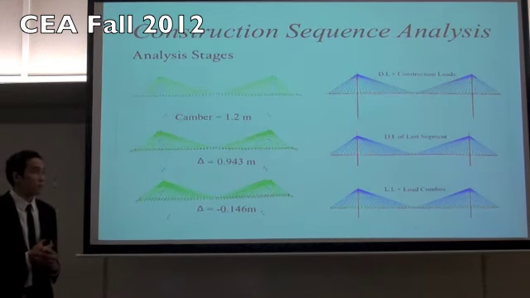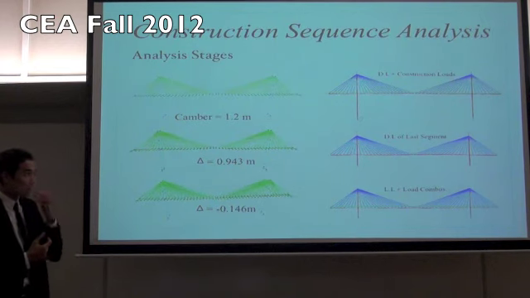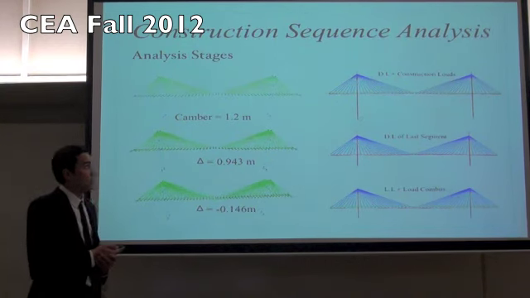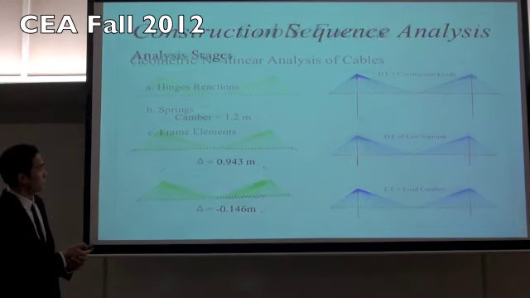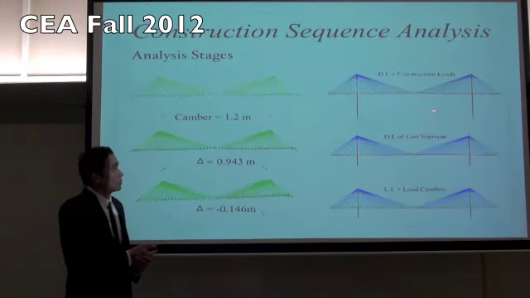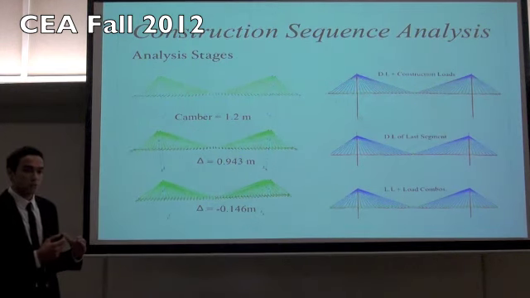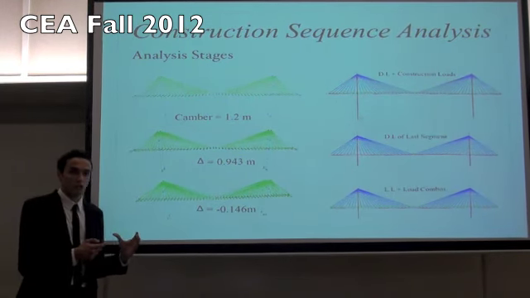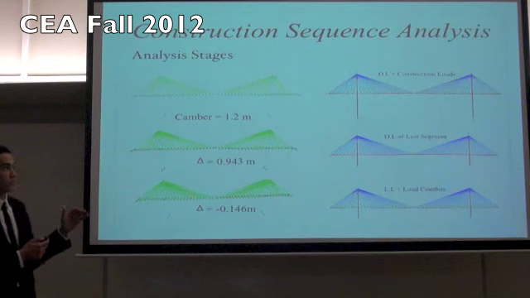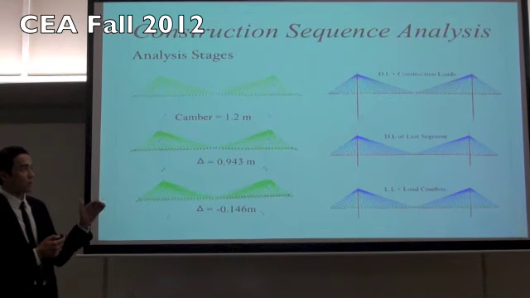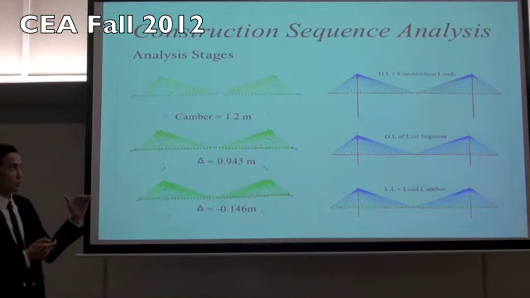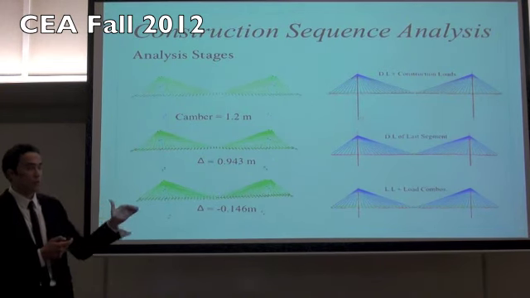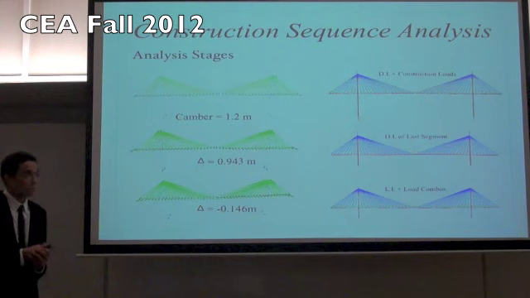The way we tackled this problem in modeling, we defined a nonlinear pre-dead load case, considering the dead load of the two cantilevers and the cable initial forces. And then using the stiffness of this stage, we applied the load of the last segment only. And then using also the stiffness of the previous stage, we applied the live load and the load combinations.